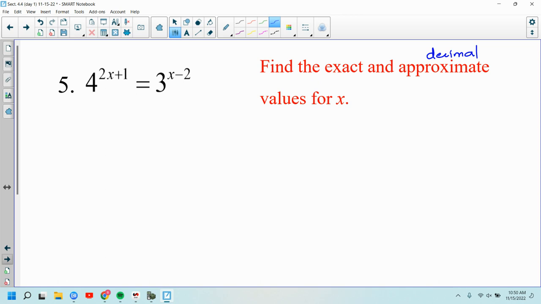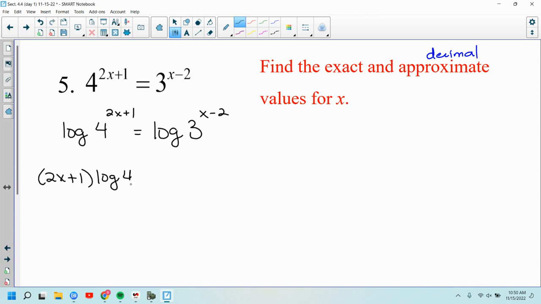Can I write them as the same base? No, not even close. Take the log, or the natural log. So log of 4 to the 2x plus 1 equals log of 3 to the x minus 2. 2x plus 1 goes out in front. x minus 2 goes out in front.